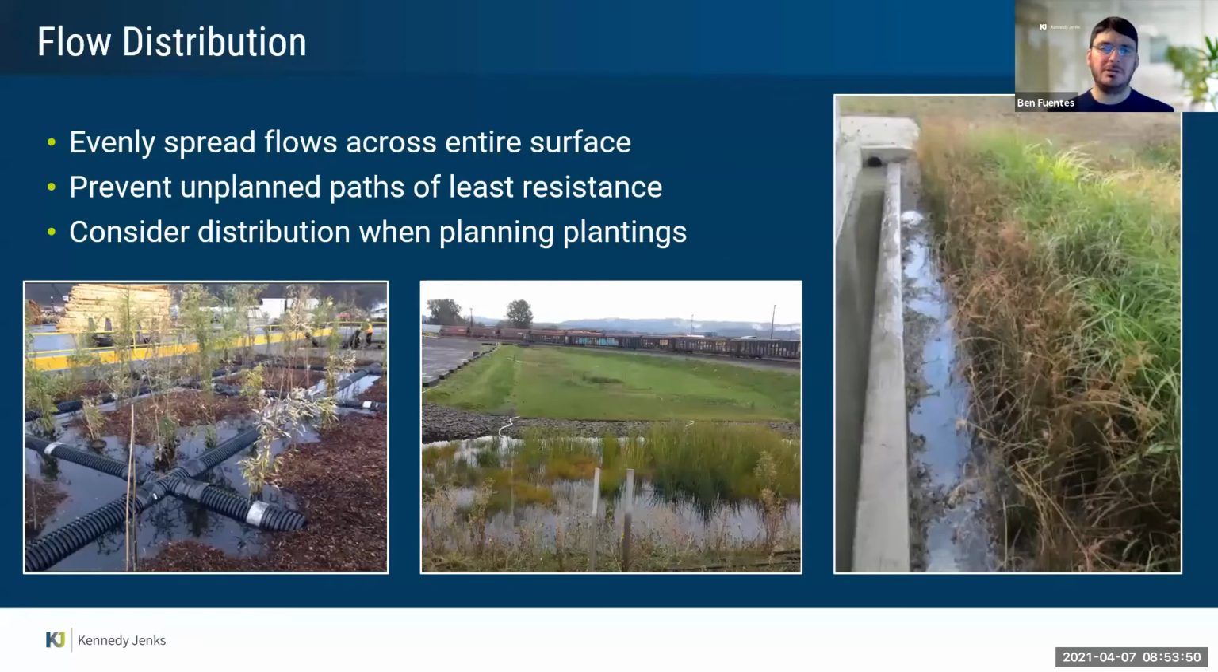side of the biofiltration system is inundated while the other side is super dry. You're typically trying to get good spread, but there are scenarios where you might encourage that. You might prefer to have the wet zone versus the dry zone. But in any of those cases, you'll want to be thoughtful about your flow distribution system.